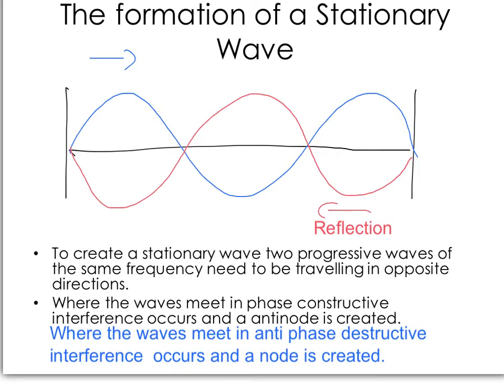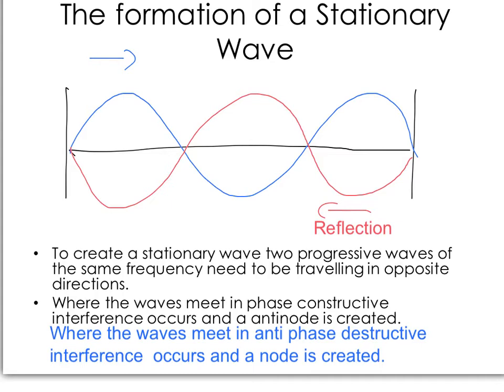So how do you form a stationary wave then? To create a stationary wave, two progressive waves of the same frequency need to travel in opposite directions, and those two waves will then superimpose and interfere. On the diagram here I've got a blue wave travelling along. That's reflected, and the reflected ray will be what we would notice as a red ray.